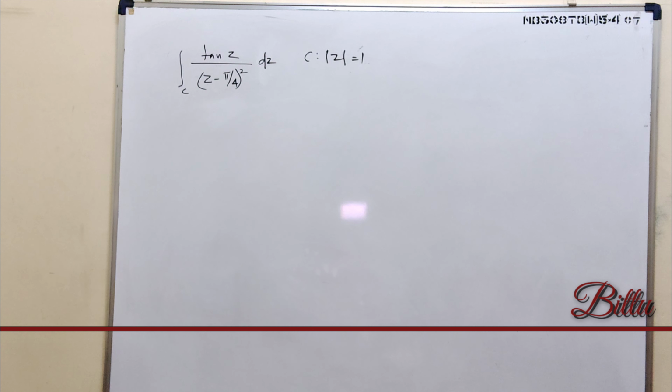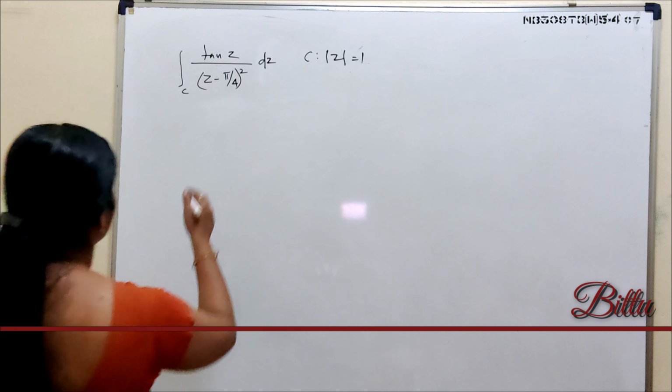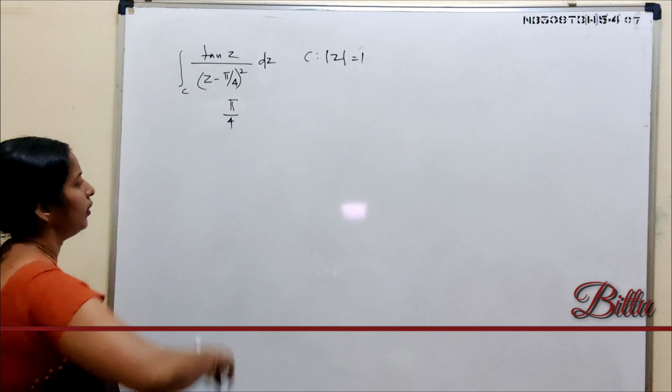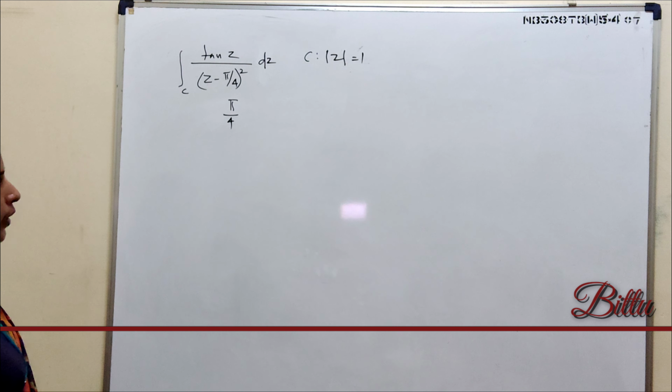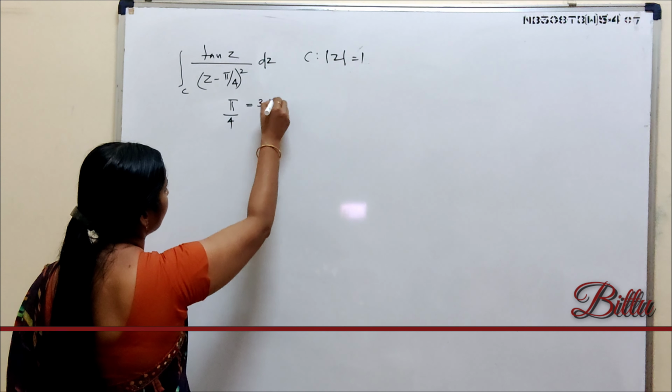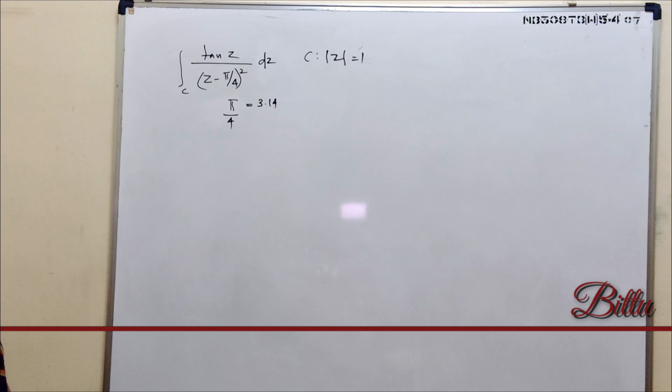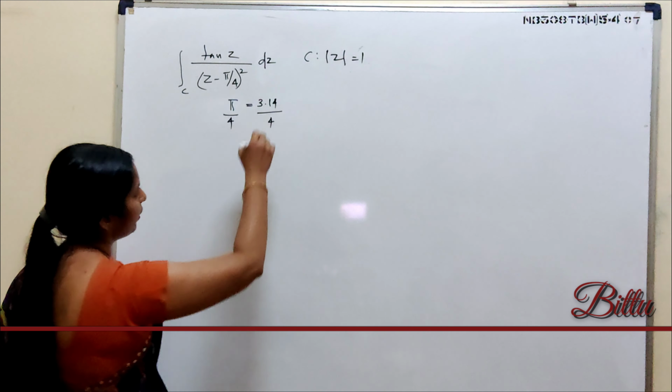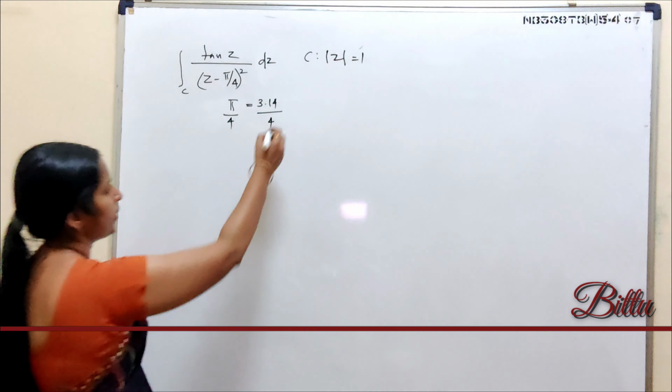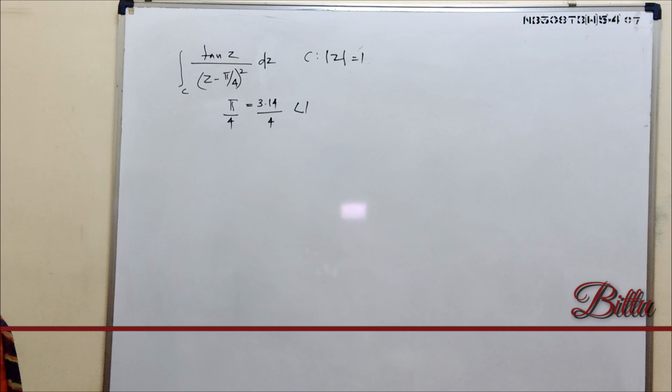Here its pole is pi by 4. Clearly it is a double pole. And you check whether it is inside or outside. If it is outside, its answer is 0 by Cauchy's theorem. Here the singularity is pi by 4. While considering it as a point, you have to take pi as 3.14. In the case of angles, you have to take it as 180 degrees. Here you have to consider it as a point, so pi is 3.14. So this point is 3.14 divided by 4. Clearly, this is less than 1, so it is inside of C.